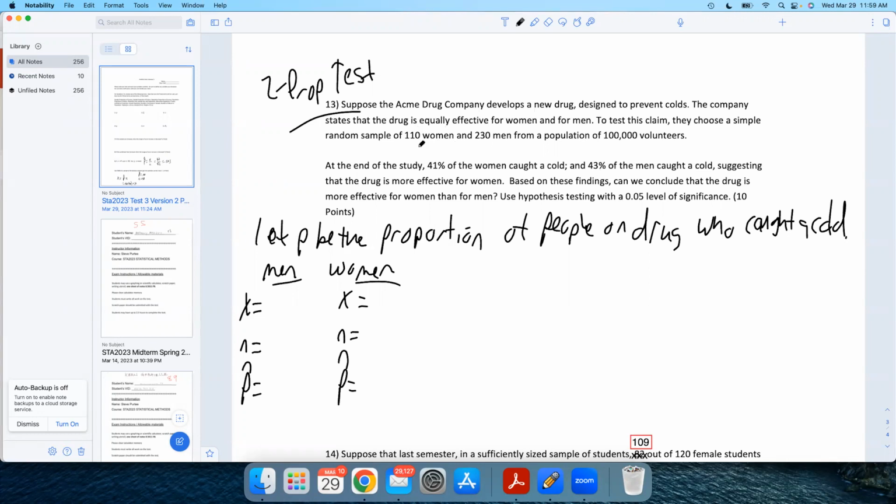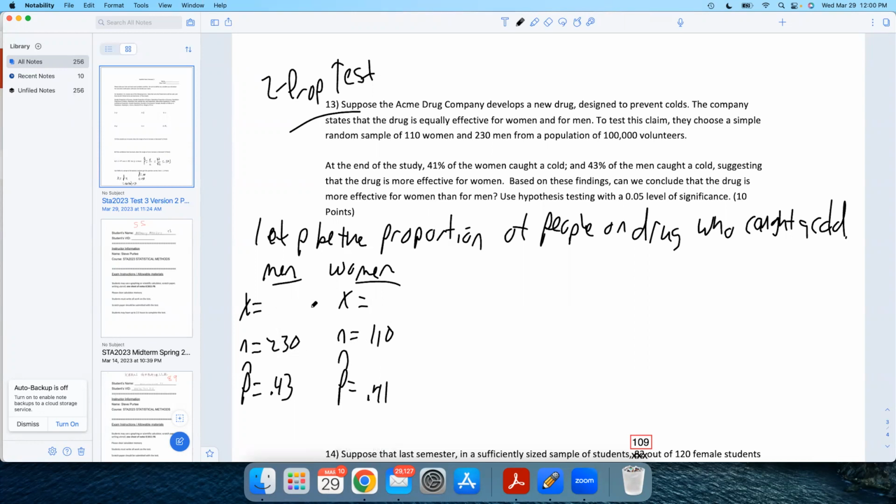So 41%. These are my P hats. P hats are percentages or proportions. We got to write these as decimals though. So for women, it was 0.41. For men, it was 0.43. My sample sizes, I had 110 women, 230 men. Don't worry, the sample sizes don't have to be the same. Don't let it bother you that there were more men than women.